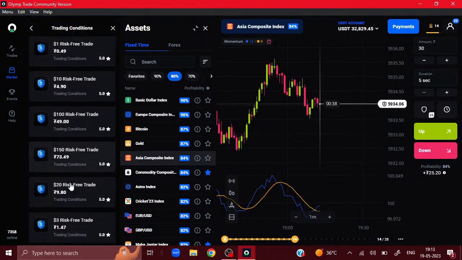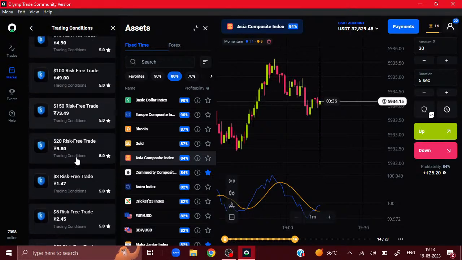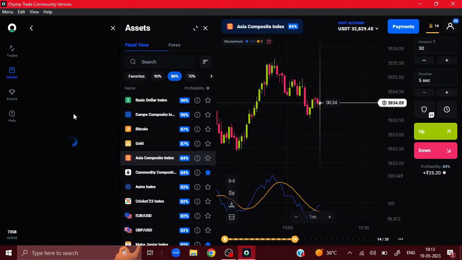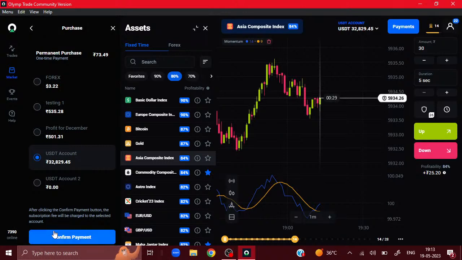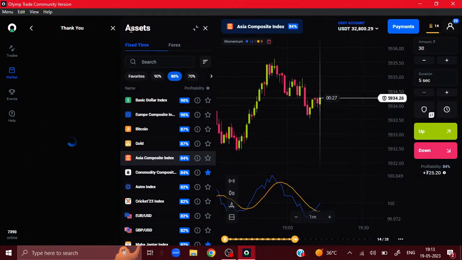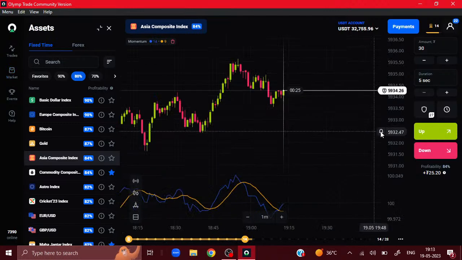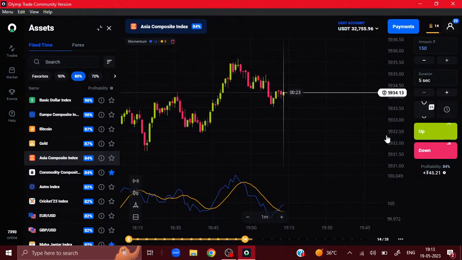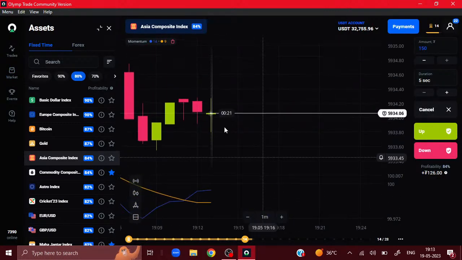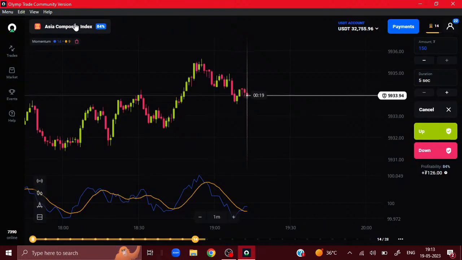For example, let me purchase a $150 risk-free trade here. Confirm payment. So I purchased this risk-free trade. Now let me try to use it. 150. Okay, let me try one more trade for today, guys. Let us see.